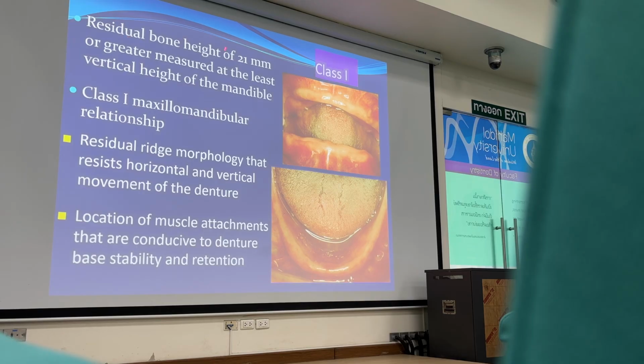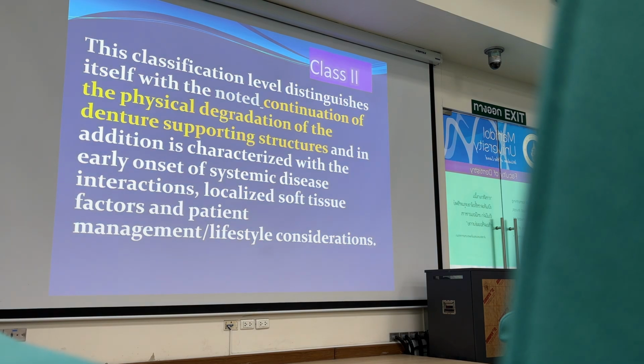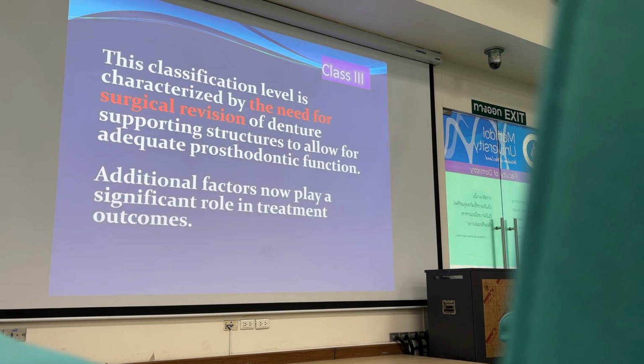Okay, this is class 1. You see there's a bone height of 21 millimeters; you get the measurement from this. For class 1, the maxillomandibular relationship is class 1, and the ridge morphology that resists horizontal and vertical movement of the denture is ideal, normal. It looks like this; you see it is very thick and looks normal. For class 2, there is a continuation of the physical degradation of the denture supporting structure, meaning there is some more resorption. It is more complex when compared with class 1.